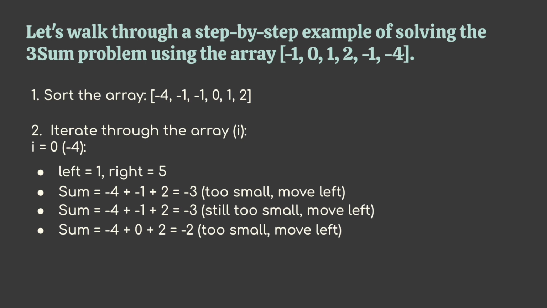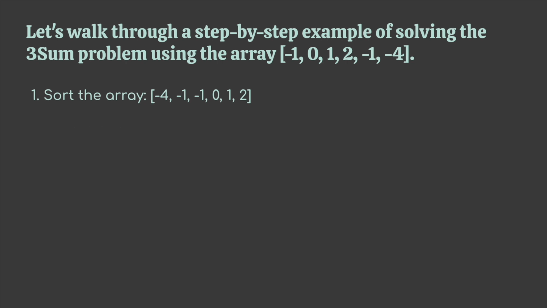This is too small, so we move the left pointer. Our next sum is -4, 1, and 2 equals -1. We're still too small, so we move the left pointer. The left pointer is no longer less than the right pointer, and we end the iteration. Then we iterate again with I equals 1.